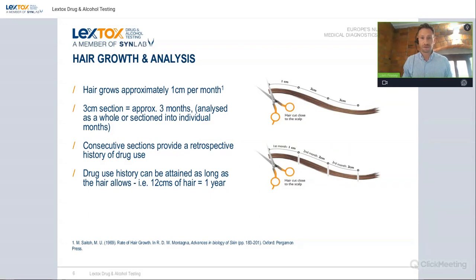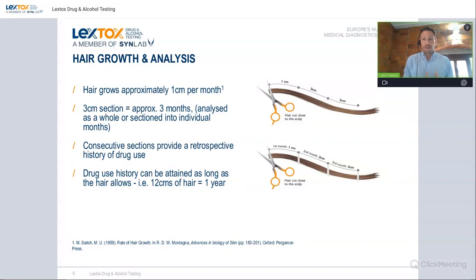The growth rate can actually vary between 0.6 and 1.4 centimetres a month. However, when we receive a hair sample, we don't know how fast or how slow that individual's hair is actually growing. So we apply the population average to provide that approximate time period.